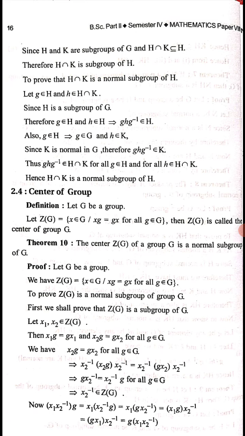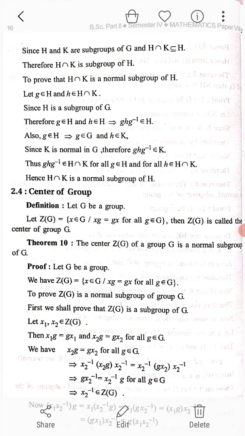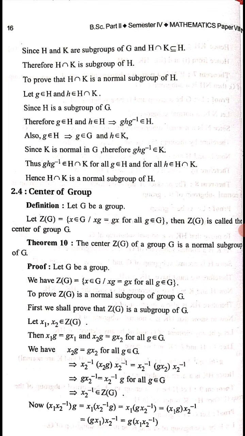Also h belongs to K. This implies that g belongs to G and h belongs to K. Since K is normal in G, therefore g h g inverse belongs to K. Hence g h g inverse belongs to H intersection K for all g belongs to H and for all h belongs to H intersection K. So hence H intersection K is a normal subgroup of H.